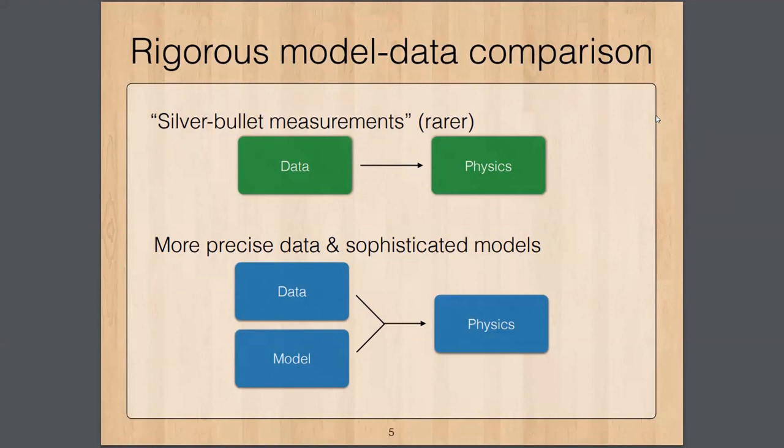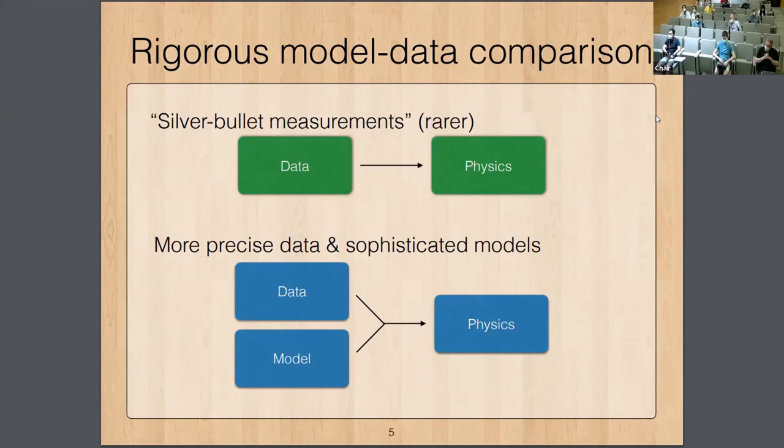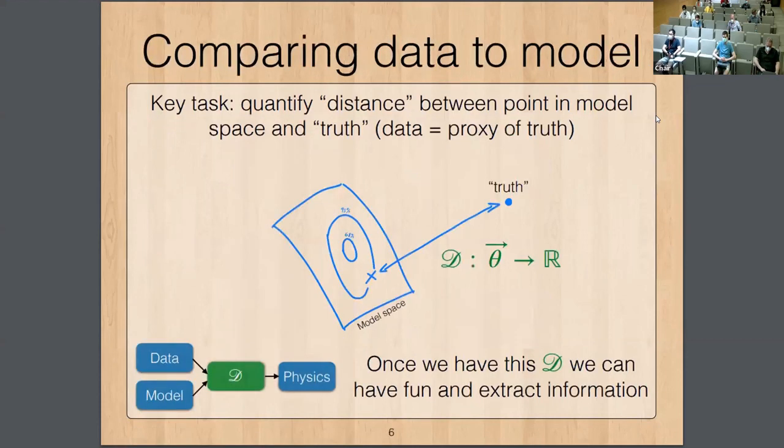If we look at how we can compare data to model, no matter what formalism you use, there's one key question that we inevitably have to face, which is we have to quantify some sort of distance measure between the point in the model space and the data. In this cartoon here, this sheet is the model space. Each point is one parameter set. And we have the truth, of which the data is a proxy. We have this distance measure going from the model space to the truth.